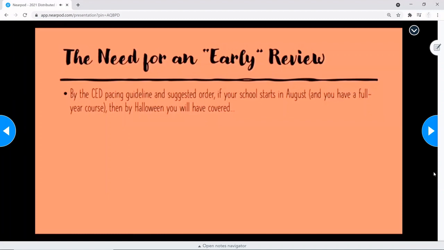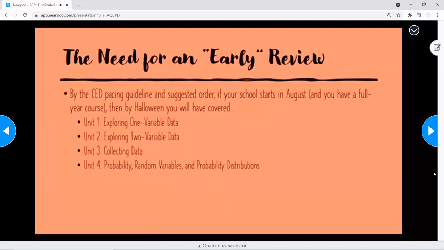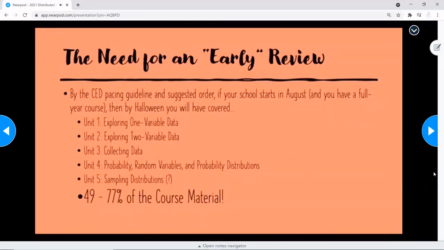So by the CED pacing guidelines, suppose you start school in August and you have a full year course. By Halloween, you're going to have covered exploring 1 variable data, exploring 2 variable data, collecting data, probability, random variables, and probability distributions, and possibly you could have gotten into sampling distributions by this point. That's a lot of information by Halloween, which means 49 to 77% of the course material by the CED pacing guideline will have been covered by this time. It's a really great time to review with your students.